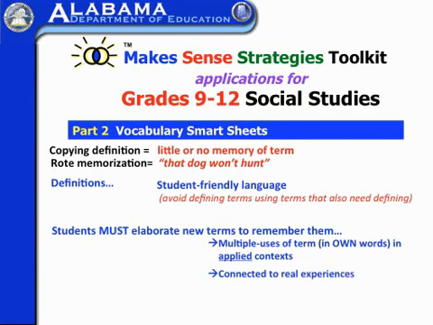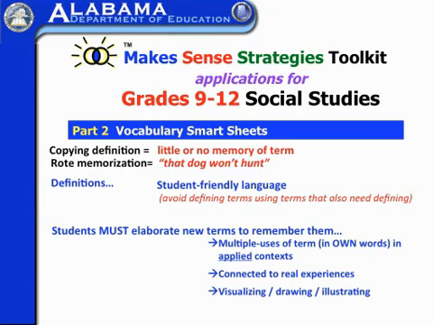Another is that students have to connect the new term to real experiences in some way. So anytime you have activities in your classroom that involve having students actually use the new vocabulary terms in the context of engaging in those activities or experiences, they're much more likely to remember the vocabulary.